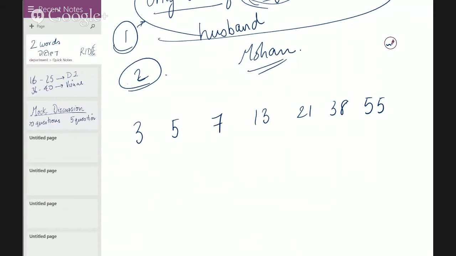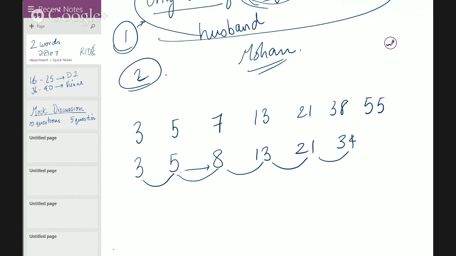So I'll start with 3, 5. Fibonacci is basically adding the previous two and getting the next one: 8. Add the previous two, you get 13. Add the previous two, you get 21. Add the previous two, you get 34. Add the previous two, you get 55.